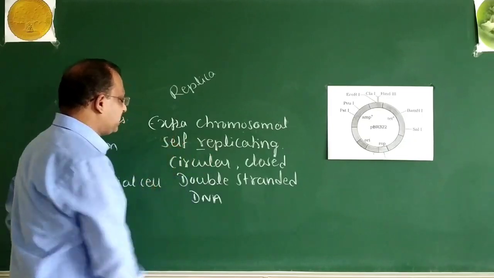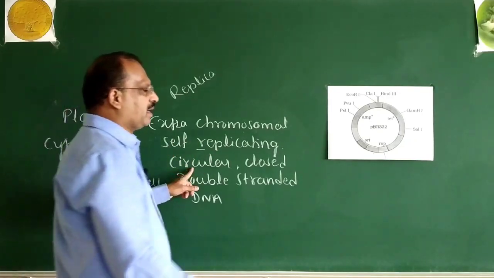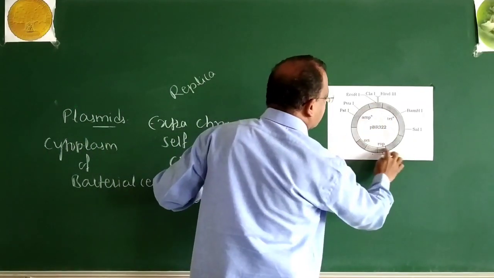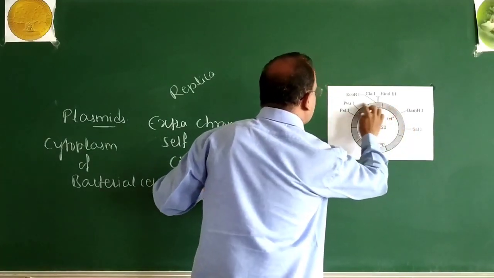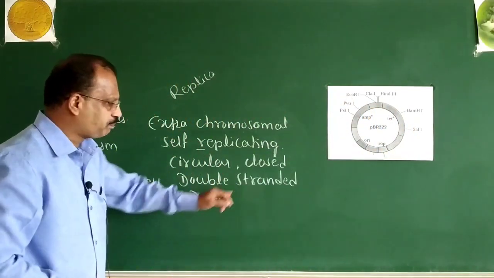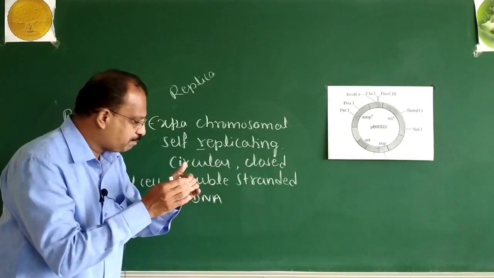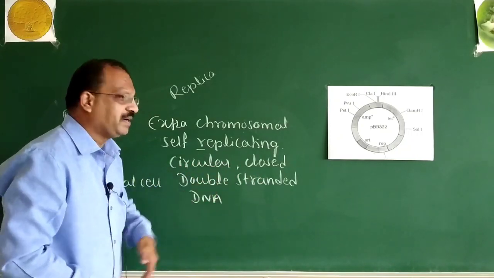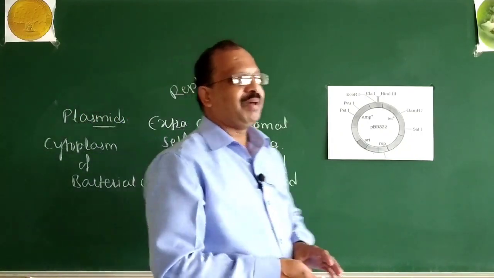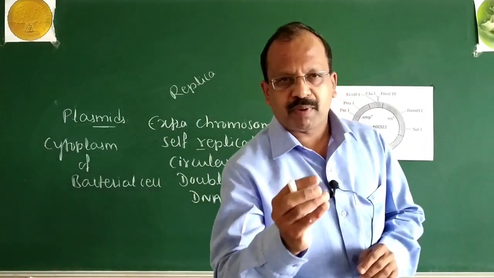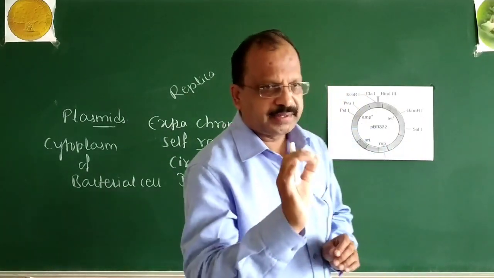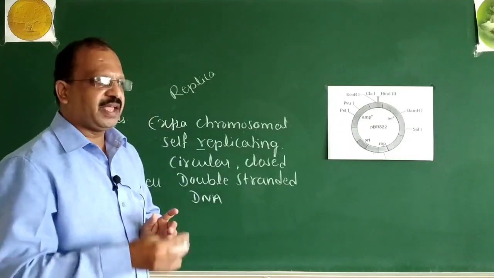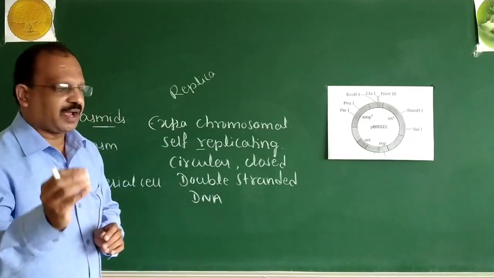So, self-replicating, circular, as you have already come across in the picture of pBR322, it is round in shape, closed, completely packed, double stranded. We have already come across the double helix model of DNA proposed by Watson and Crick.